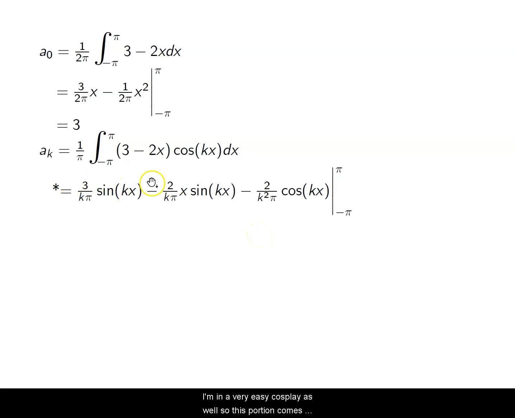Okay. So this portion comes from the 3 cosine kx using a u-sub and integrating just like we did before.